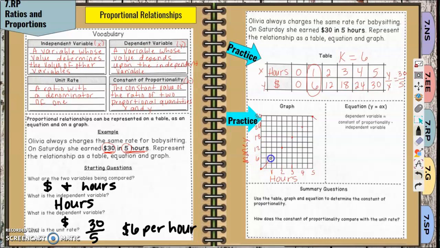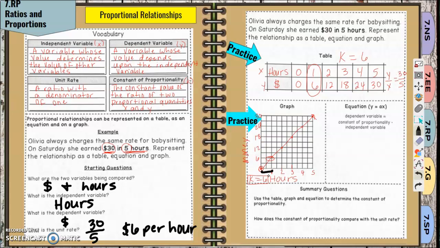So when I graph this and connect my dots, you know that it is proportional if it is a straight line and if it passes through the origin 0, 0. To find a constant on a graph, you go to where x is 1 and look for what y is. K is 6. I know we're saying the same answer over and over, but I'm just showing you how you can find the constant of proportionality using a table, a graph, and an equation.